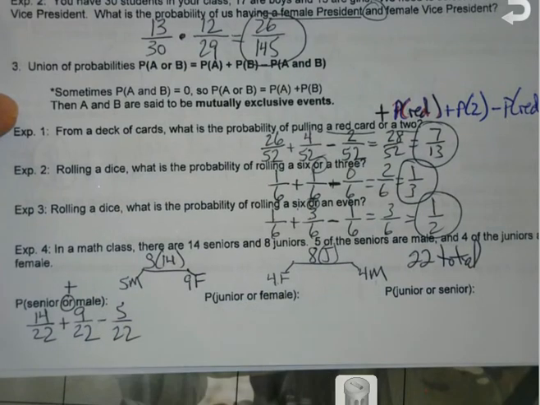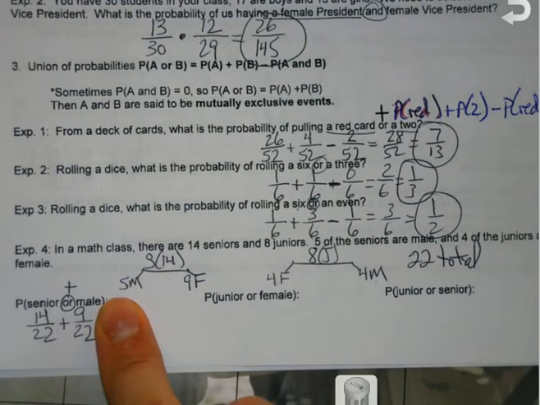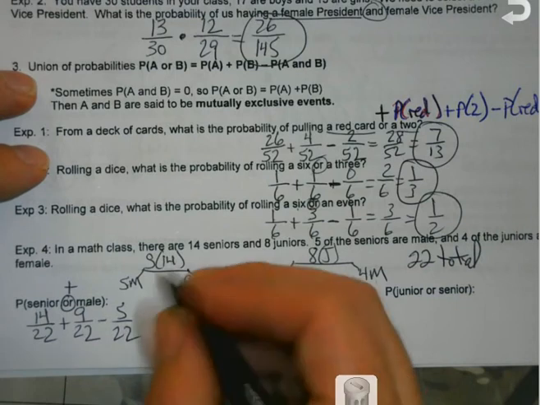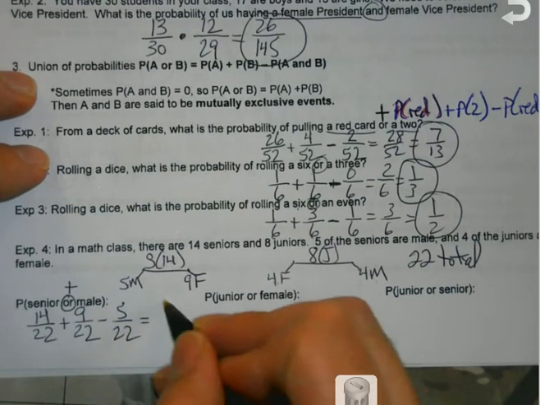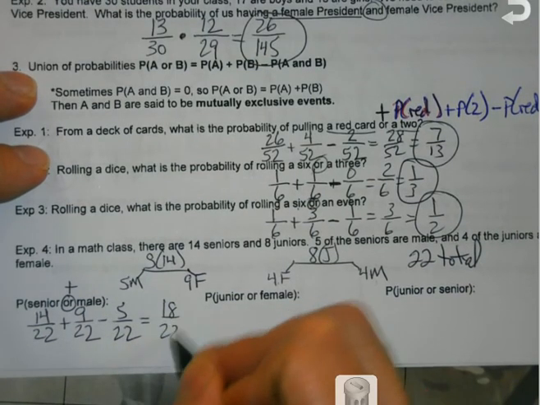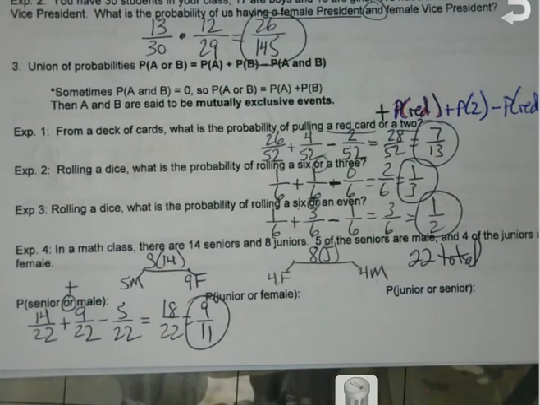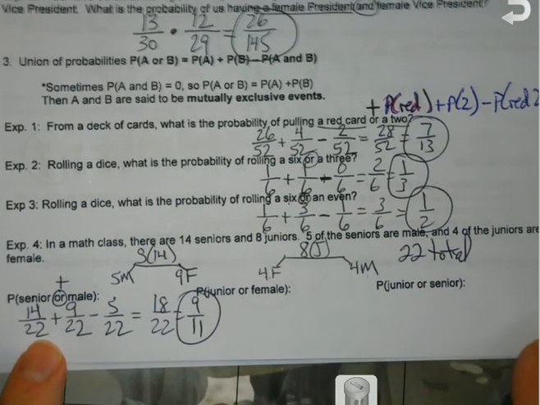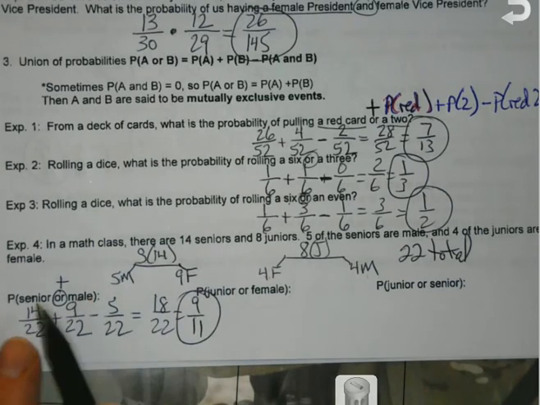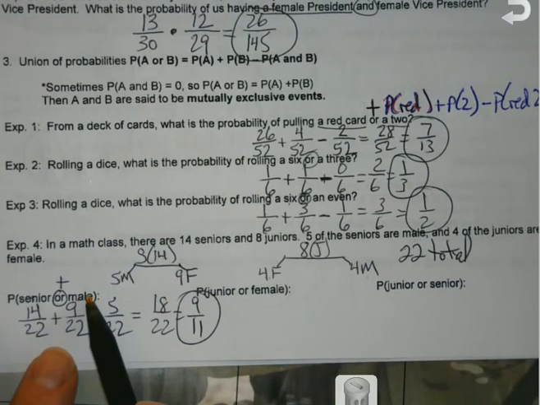You're like, well, what if I forget to? Okay, let's think about that for a second. 14 and 9 is 23 out of 22. We already said you can't have a value greater than 1, and that would be if I didn't have the subtraction. So hopefully that helps remind you too. So 18 of 22, or 9/11. So again, look for that individual piece, minus what they have in common.